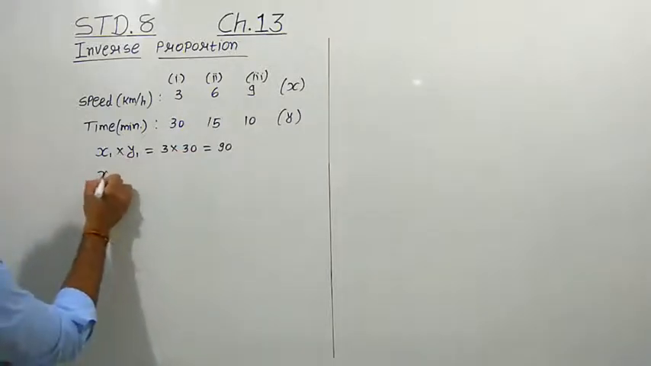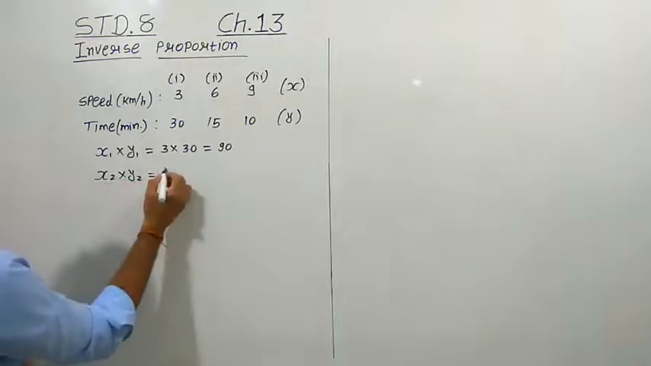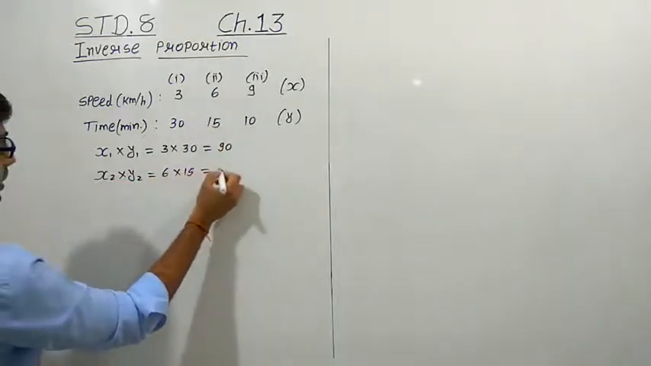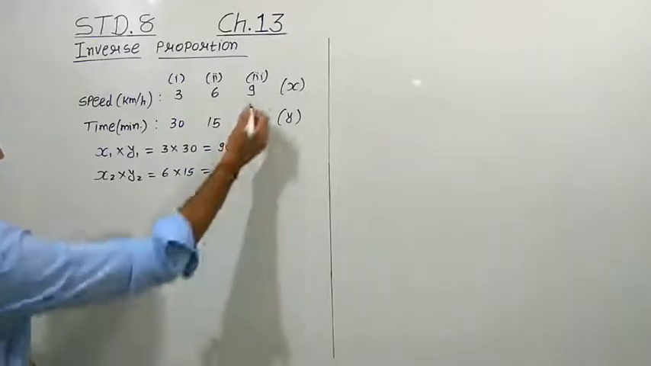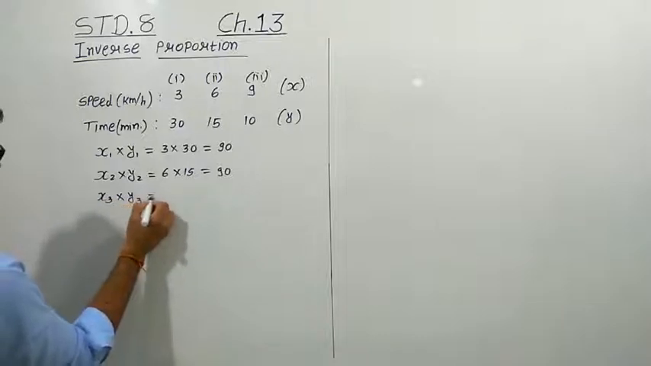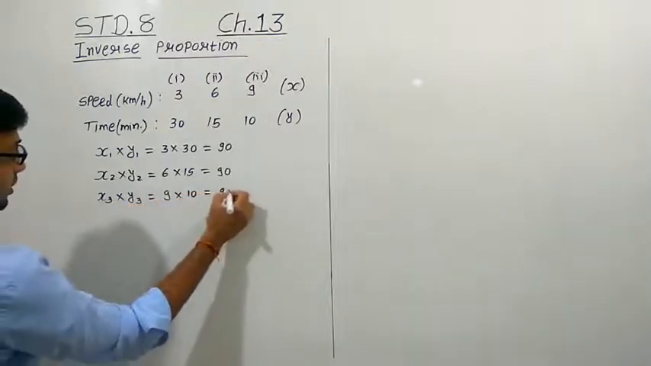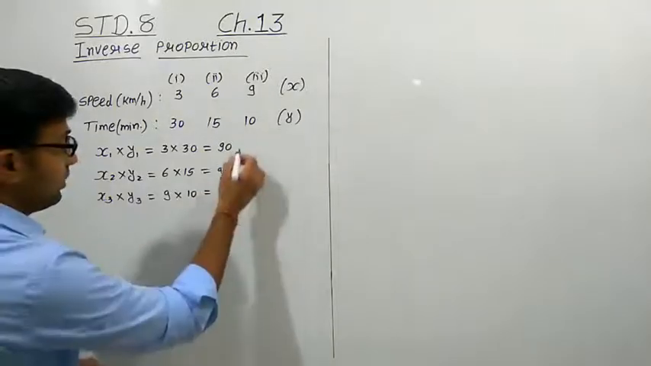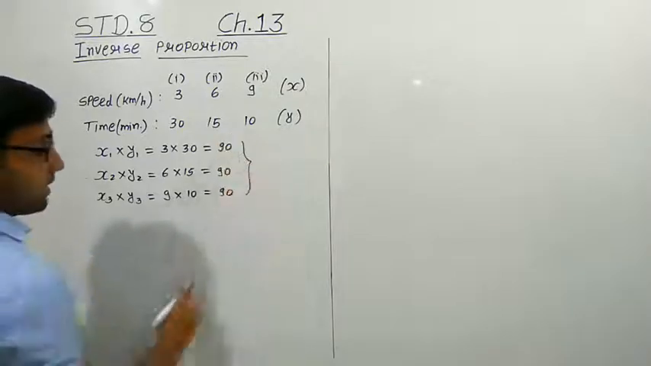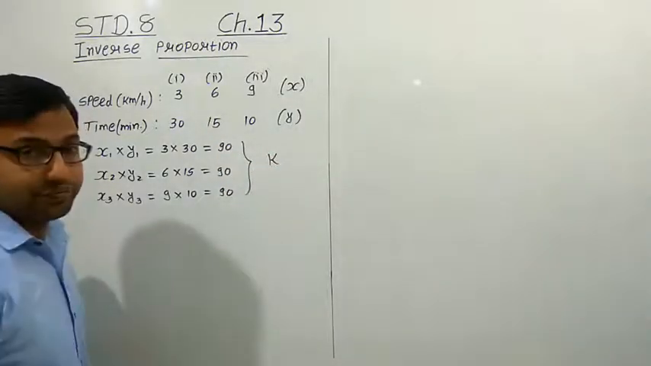Second case, x2 into y2, where x2 is 6, y2 is 15. 15 6s are again 90. For the third case, x3 into y3, that is 9 into 10. Again we get 90. So in all these cases, we can see that all have the same value, 90, 90, 90. We can say that it is our constant k.